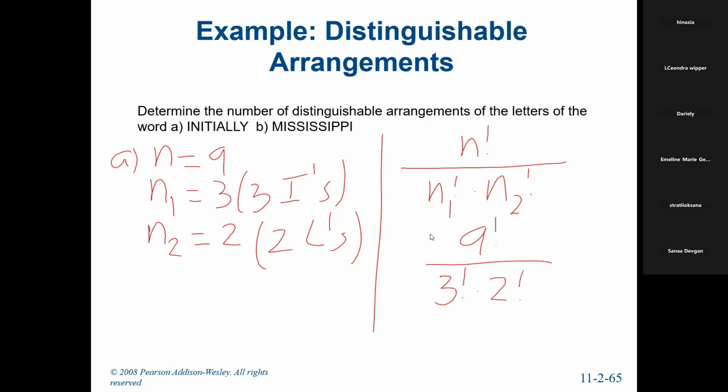And then you do this calculation here. Is this clear? Yes. Let me show you the solution now, because you have an idea here. Why n is 9? Because you got 9 letters in the word initially. Why n1 is 3? Because you got 3 I's. N2 is 2. Why N2 is 2? Because you got 2 L's. Okay? So let me show you the solution here.